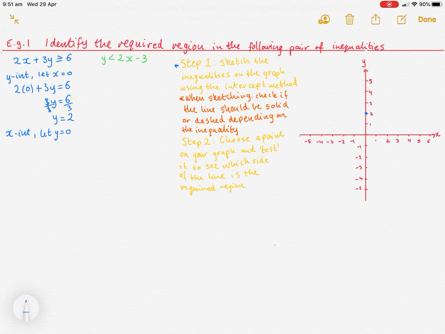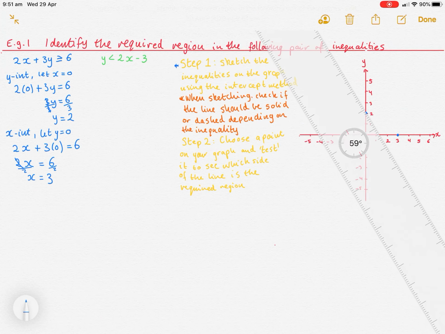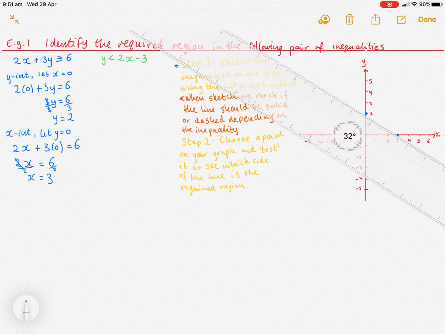Let y equal 0. So rewrite that same equation, but instead of y, we put 0. So we're going to have 2x, and 3 times 0 is 0, so that just equals 6. Therefore, x equals, dividing both sides by 2, 6 divided by 2 is 3. So our x-intercept, this line is going to go through 3, over here on the graph, there. So let's get my ruler and draw a line through these 2 points.